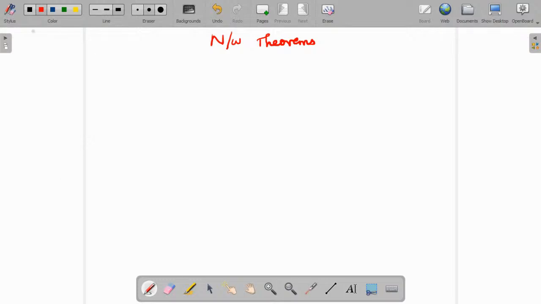Okay. So before going to network theorems, let us see first KCL, KVL, mesh analysis, nodal analysis. After seeing these topics, we can go to network theorems. So first let us discuss KCL, Kirchhoff's current law.